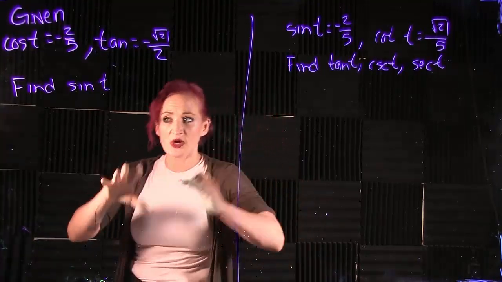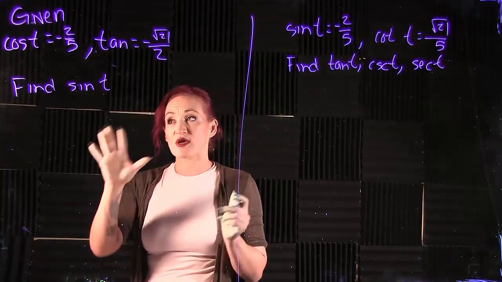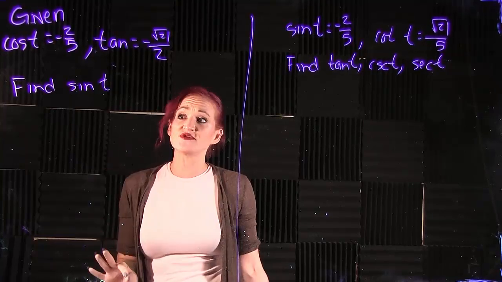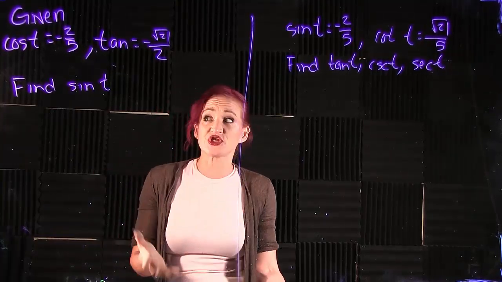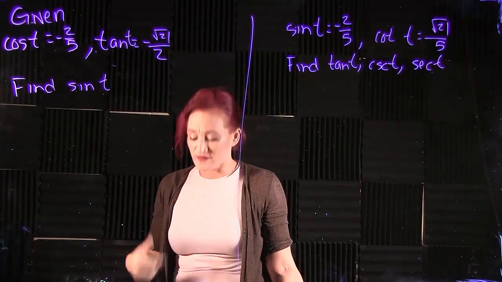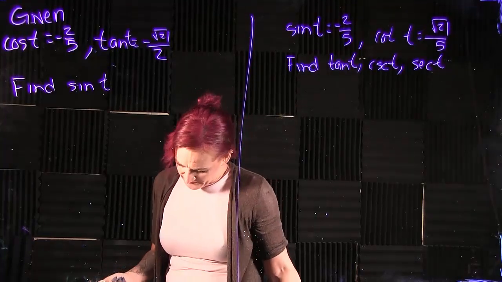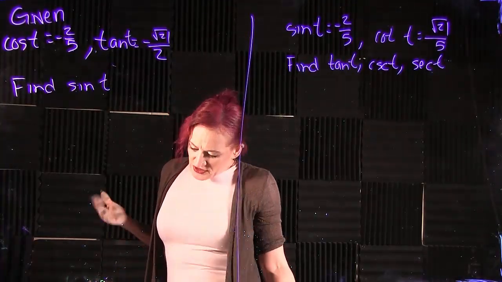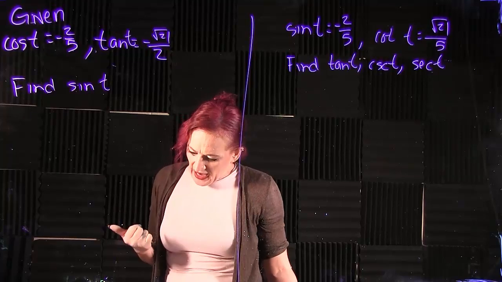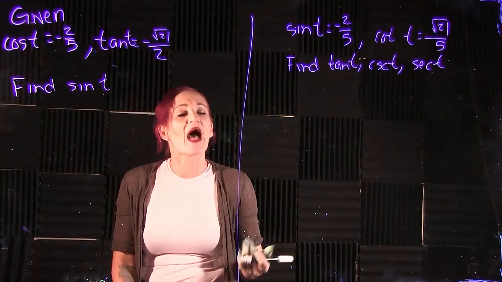So jumping straight into it, we are told that cosine of t is equal to negative 2/5, and we're told that tangent of t is equal to negative square root of 21 over 2. And what they want us to find is sine t. So there's a few properties that we can take a look at in order to figure out how to hash this problem out.